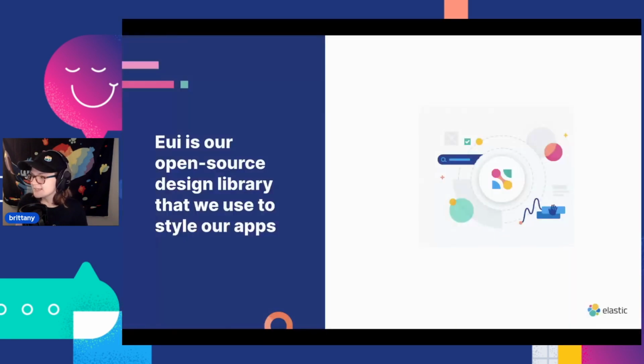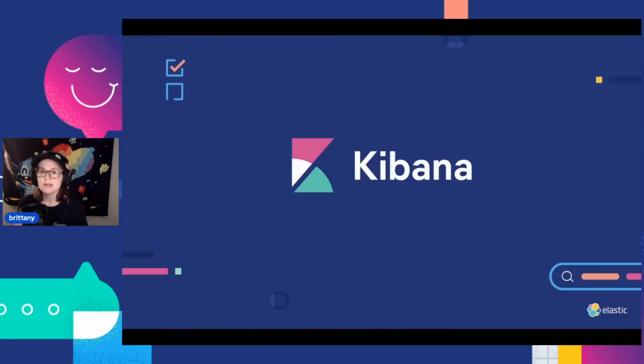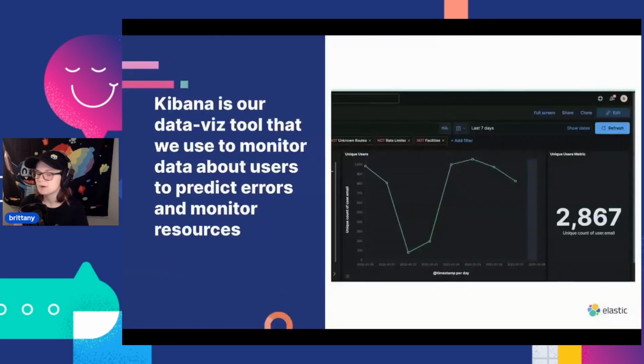So going back to the slides, another tool we use is Kibana, of course. And if you're not familiar with Kibana, it is our data visualization tool for visualizing our data that is in Elasticsearch. And we use that to see what users are doing, predict any possible errors or performance issues, and just in general track app utilization.